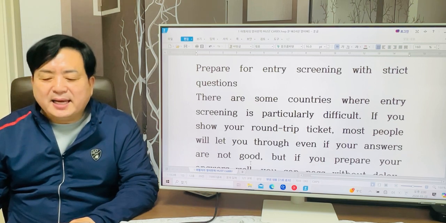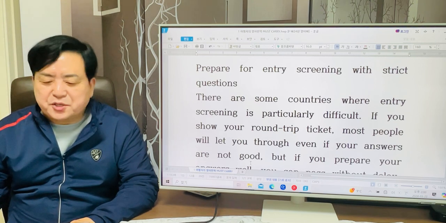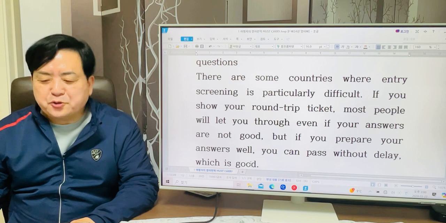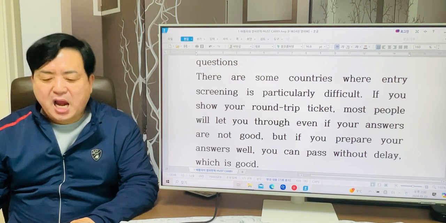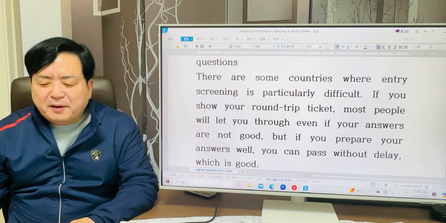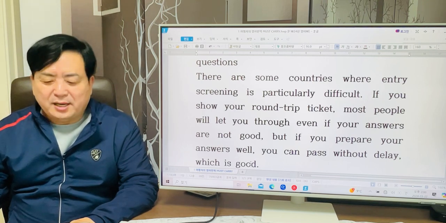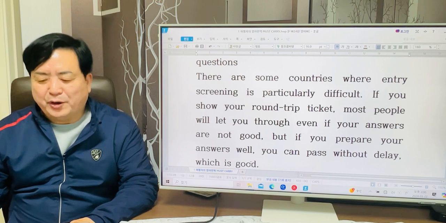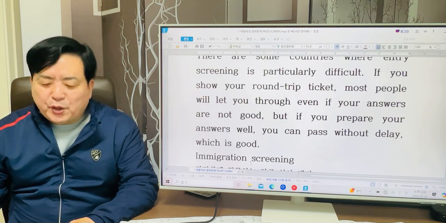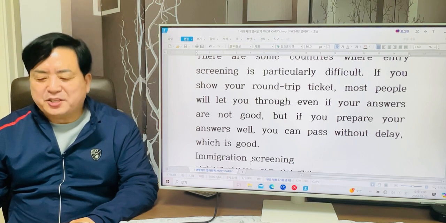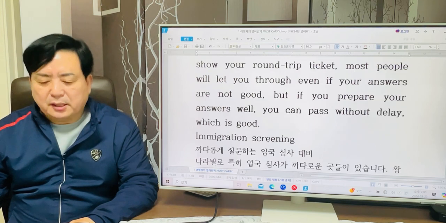Prepare for entry screening with strict questions. There are some countries where entry screening is particularly difficult. If you show your round-trip ticket, most people will let you through even if your answers are not good. But if you prepare your answer well, you can pass without delay, which is good.